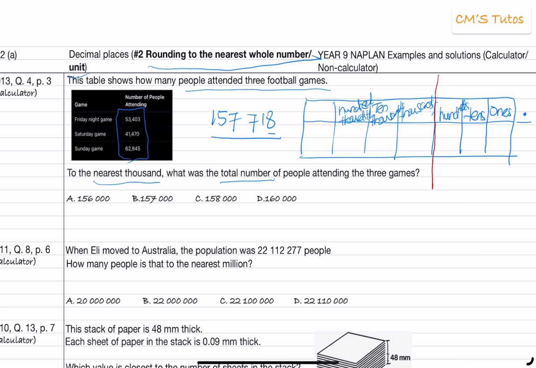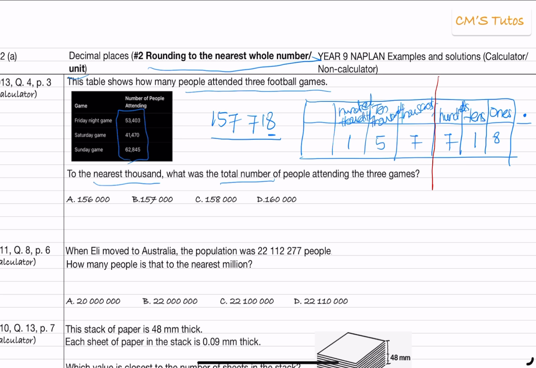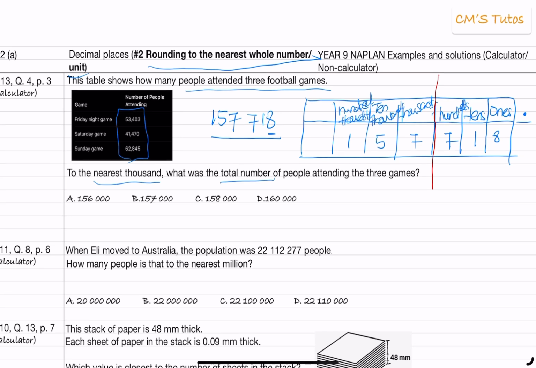I'm going to start from my last digit. It's the ones place. 8 is in ones, 1 will be in tens, 7 will be in hundreds, another 7 will be in thousands, 5 will be in 10,000, and 1 will be in 100,000. The first step, we already know where the cutoff is. The second step, we need to look at our bossy digit again. So the bossy digit, is it 0 to 4? Nope, it is not.